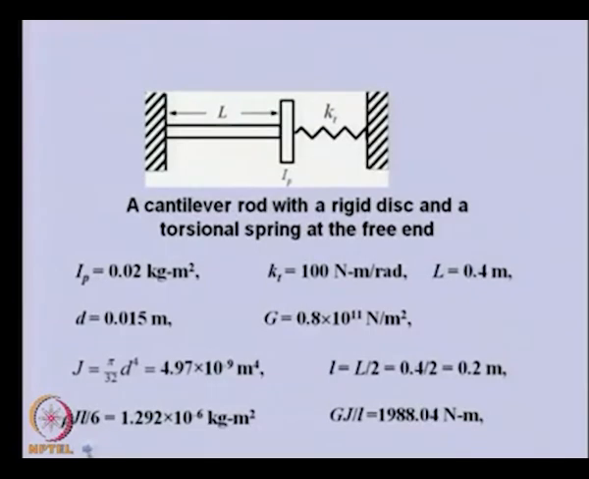These are the various properties of the shaft and the spring which are given, and other properties which we can calculate using these are the second moment of area, that is the polar second moment of area. In this particular case, we will be dividing the shaft into two elements only. So the element size will be half, and these are the other mass properties and stiffness properties.